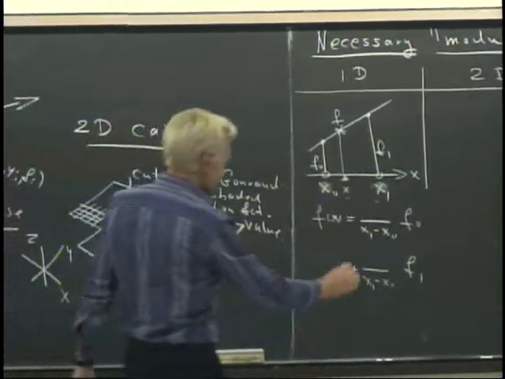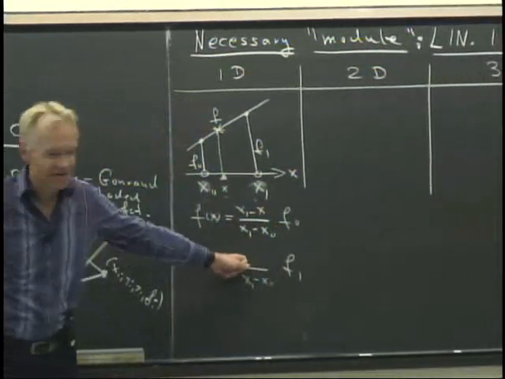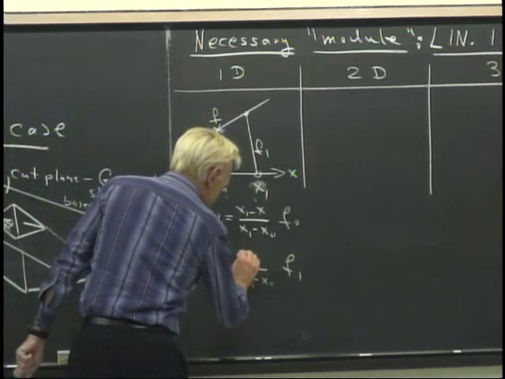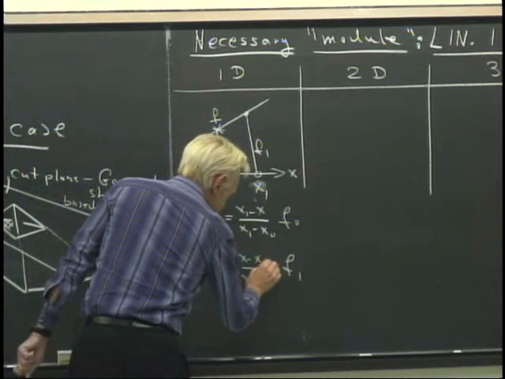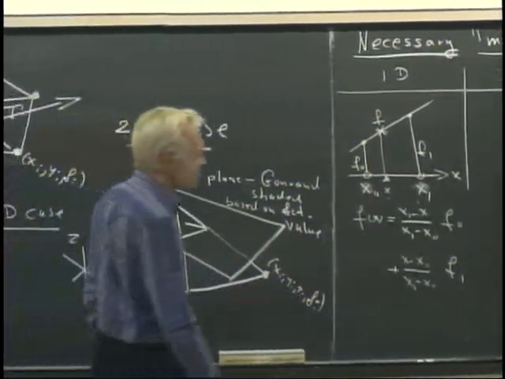X1 minus x. Yes, that's the winner. X1 minus x, and therefore, what goes here? X minus x0. Okay? X minus x0. That's hard to remember. Therefore, I don't remember it this way. I remember it like this.